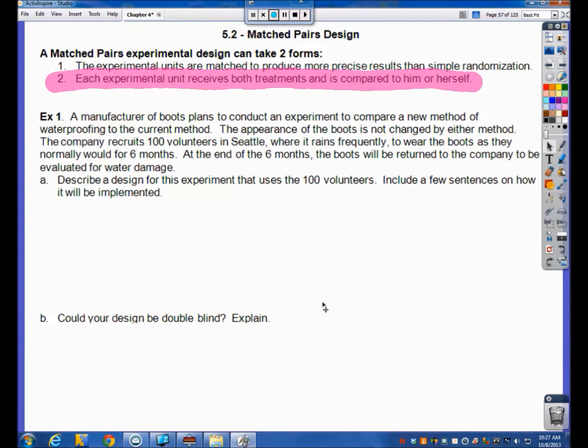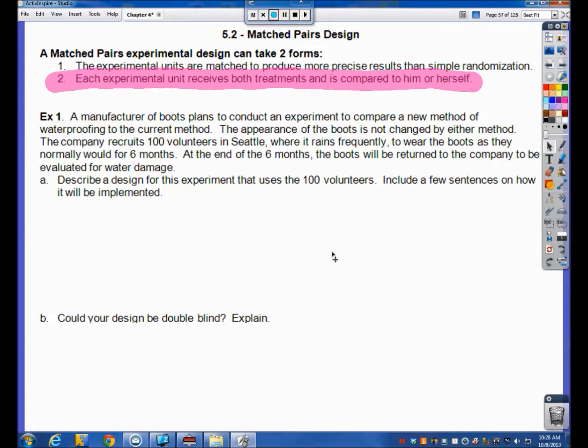The first example says a manufacturer of boots plans to conduct an experiment to compare a new method of waterproofing to the current method of waterproofing. The appearance of the boots is not changed by either method, so you can't tell if the waterproofing solution has been applied to the boots or not. The company recruits 100 volunteers in Seattle, where it rains frequently, to wear the boots as they normally would for 6 months. At the end of the 6 months, the boots will be returned to the company to be evaluated for water damage. So part A says, describe a design for this experiment that uses the 100 volunteers. Include a few sentences on how it will be implemented.